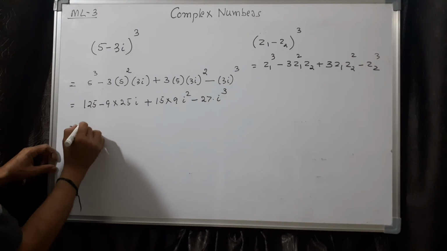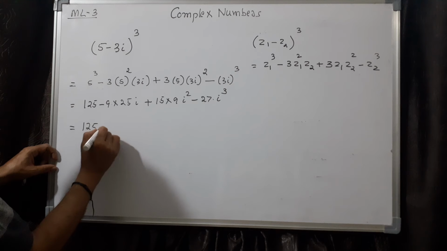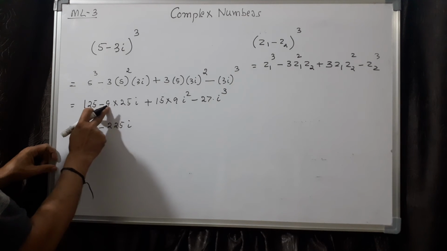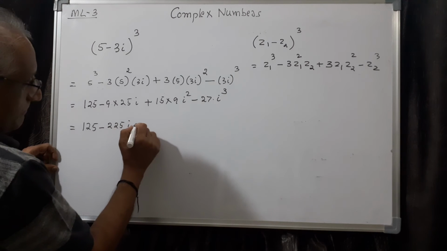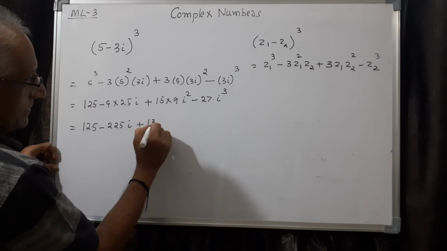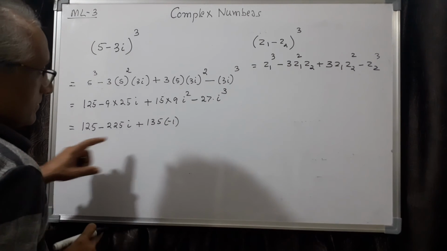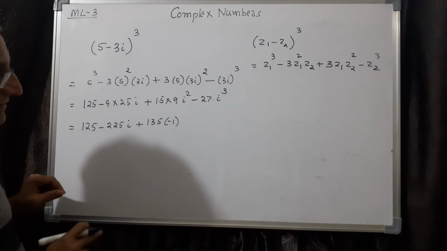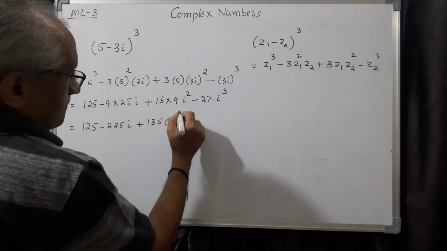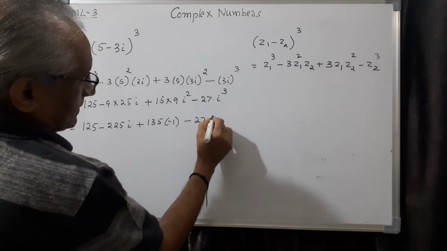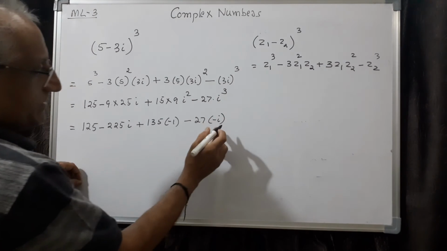So this will be equal to 125 minus 225i, since 25 into 9 is 225. Then plus 135 into minus 1, since 15 into 9 is 135. Then this is minus 27 into minus i cube, which is minus i.